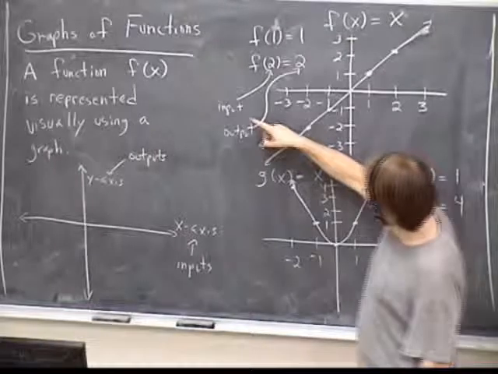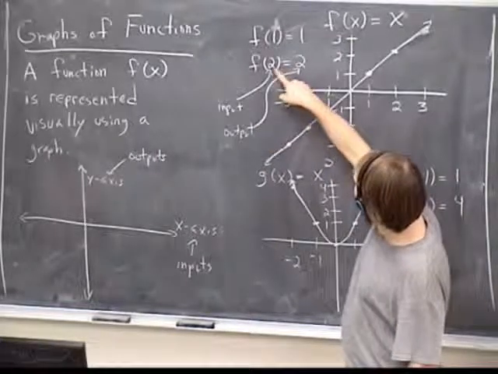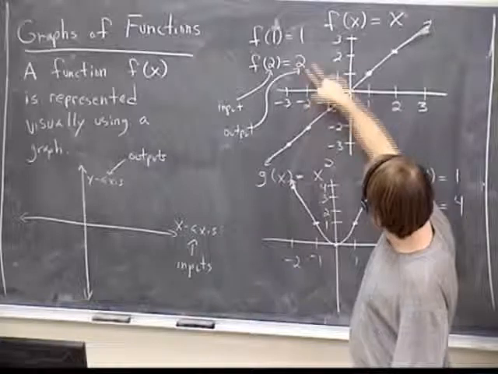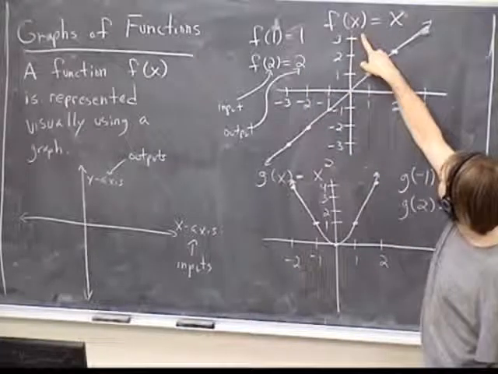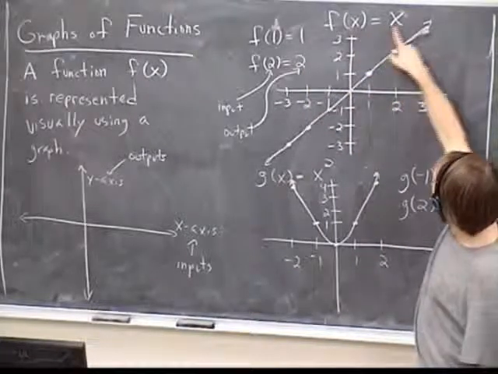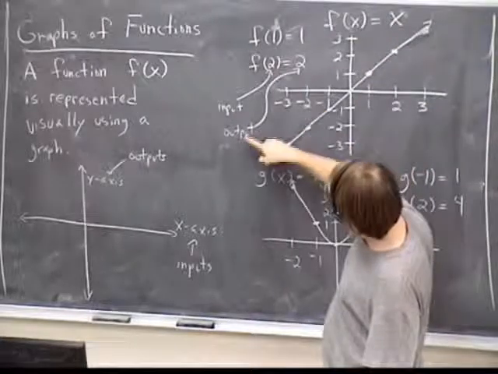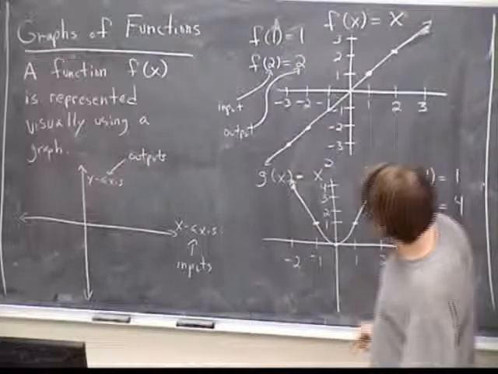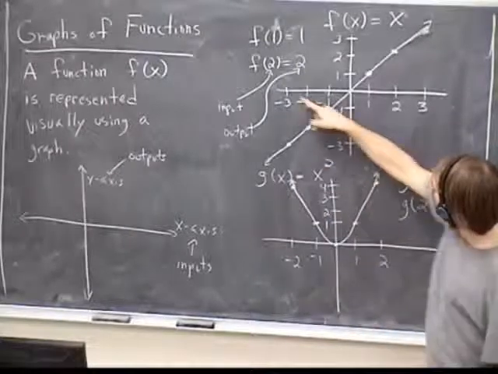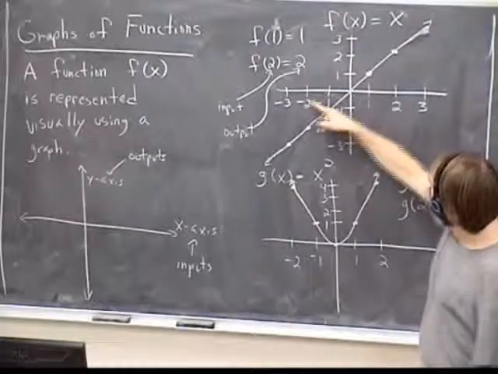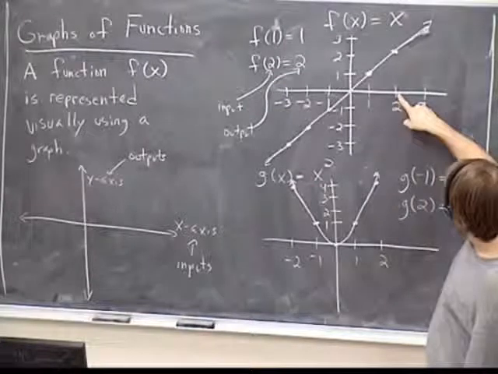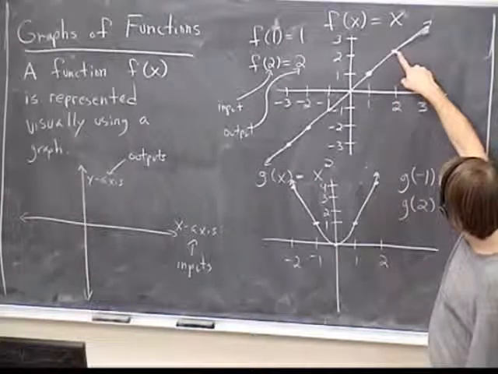Now here we have another example, f of 2 equals 2, right? Because if we plug 2 into this function, then what it spits out is 2. So here again our input is 2 and our output is 2. So on the graph we move along. Here's our inputs. Our input is 2 and our output at that point is also 2.